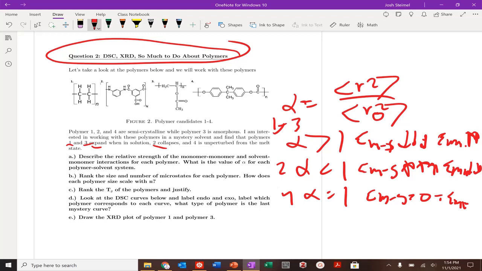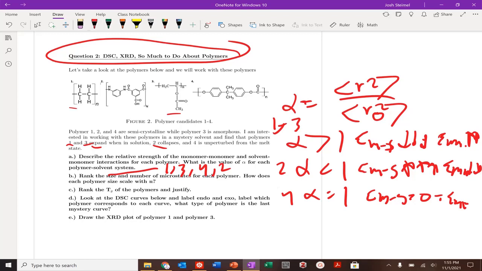Rank the size and number of microstates. For the size, if I look at 1 and 3, they're kind of similar, so 1 and 3 will be the largest sizes. Then the next material will be number 4, and the last material will be the one that collapses, which is number 2.